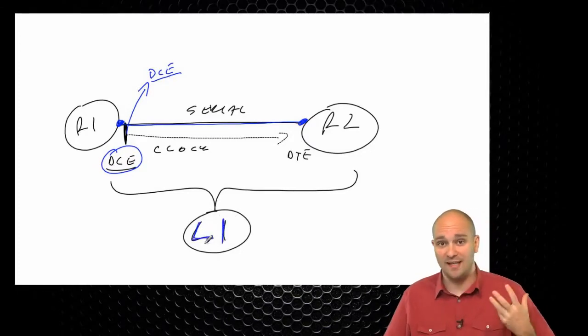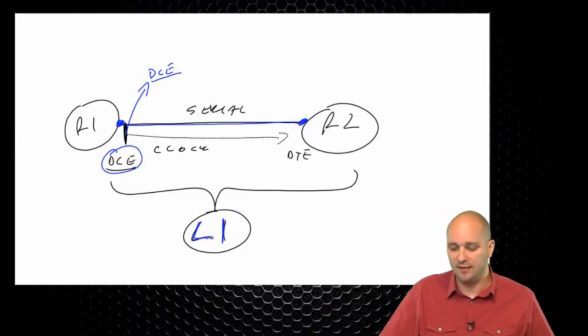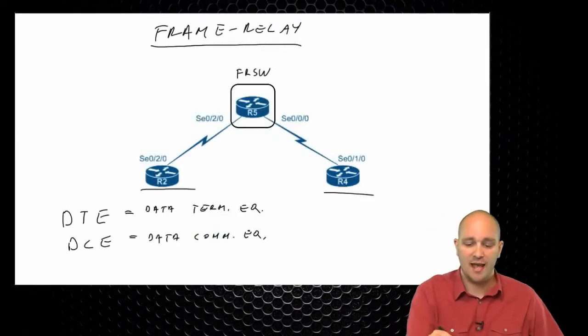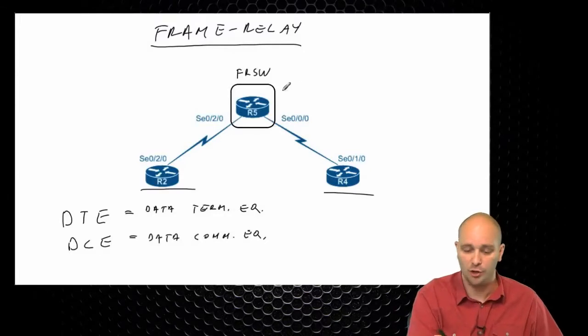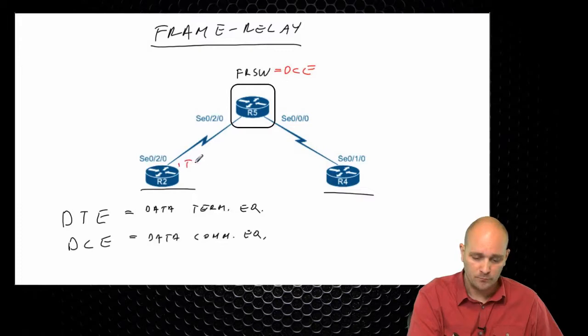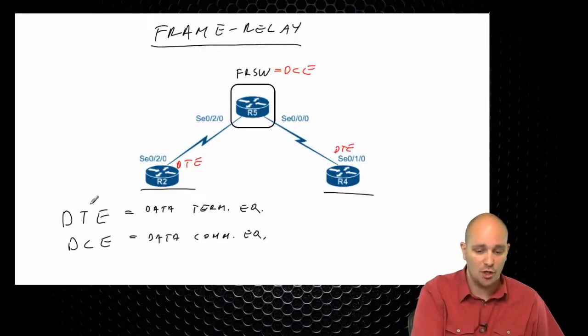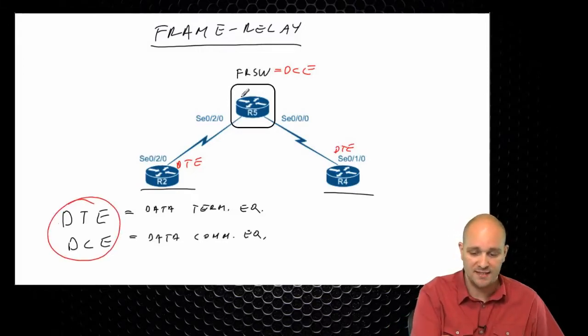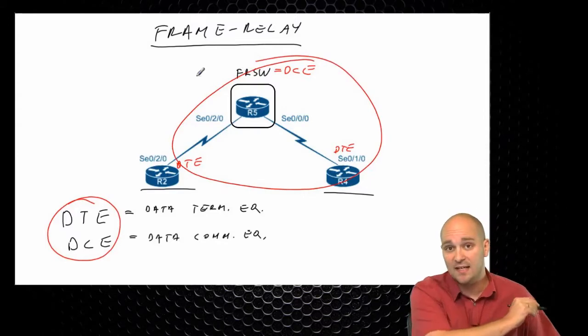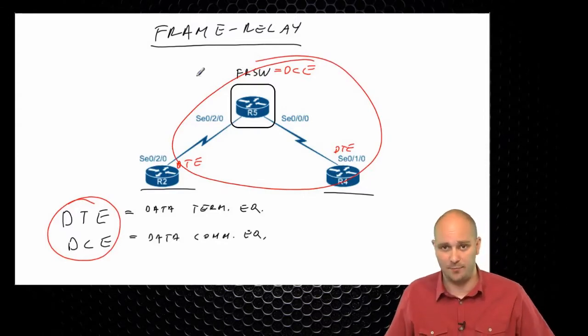Now, frame relay itself also uses the DCE and DTE terminology. The frame relay switch on layer 2 is called the DCE device, while the endpoints are called DTEs. It's important to understand that there is no relationship between this and this. These are 2 completely separate concepts.